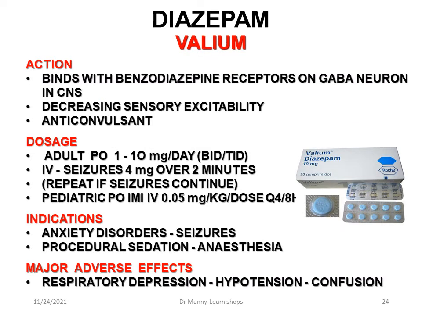Then you've got diazepam. Diazepam or Valium binds with receptors on the GABA neuron in the central nervous system as well, decreasing sensory excitability, and it's also a very good anticonvulsant. It is indicated for anxiety disorders and seizures or muscle spasm. It's used for procedural sedation, conscious sedation, and anesthesia. Adverse effects include respiratory depression, hypotension, possibly confusion.